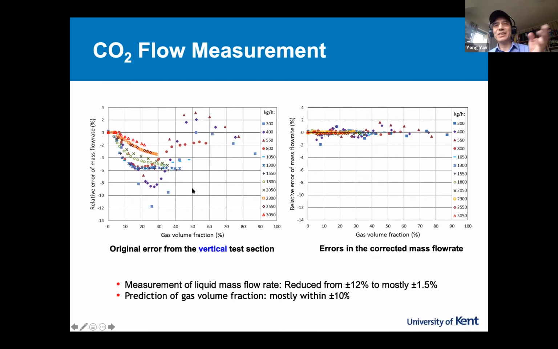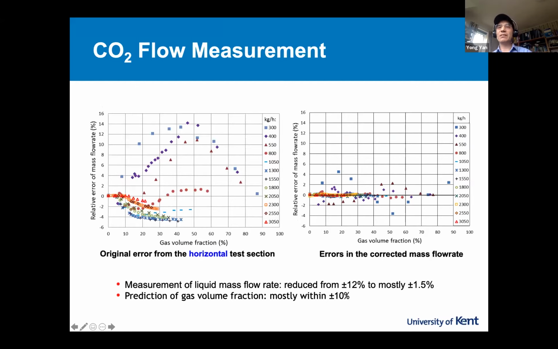So you can imagine if you use such a mid-term CO2 two-phase, it creates a lot of trouble for accounting purposes. And with our data-driven modeling approach, we can reduce that error to plus minus 1.5%. Okay, so this is really encouraging. No cost, very little cost implications here, just software work. So that's that. For gas volume fraction, you talk about plus minus 10%. It's slightly larger errors, but fortunately, from users' perspective, they want accurate liquid mass flow rate.